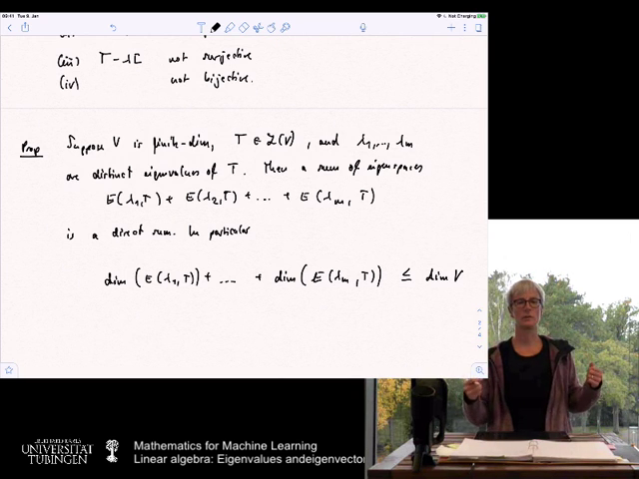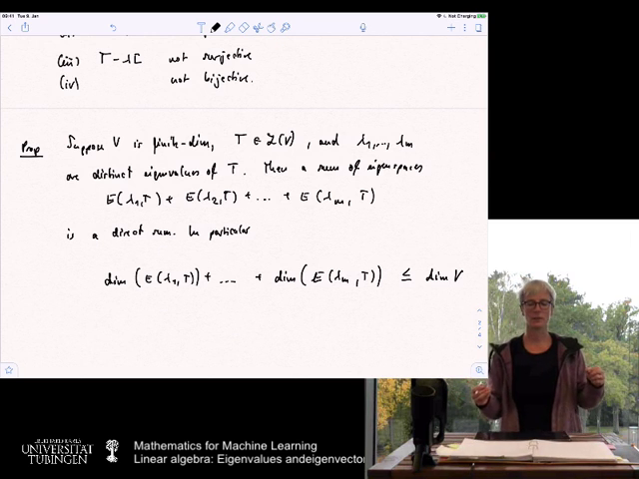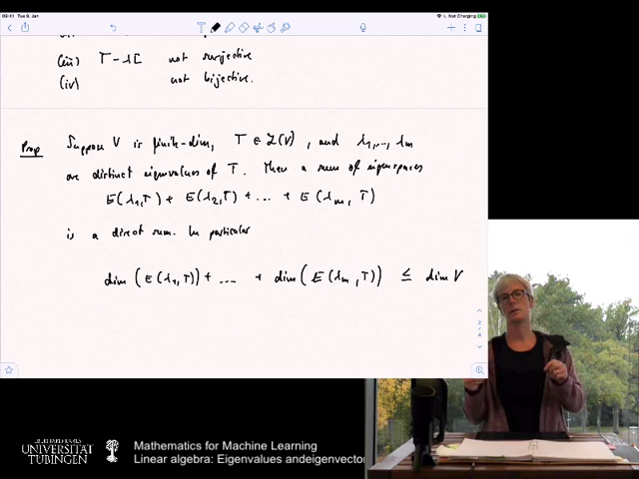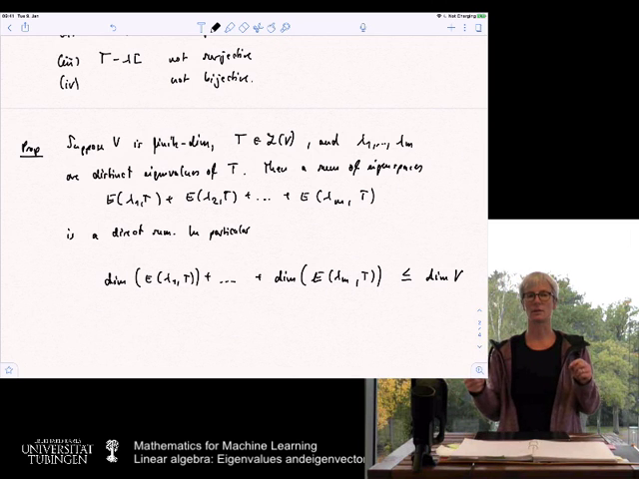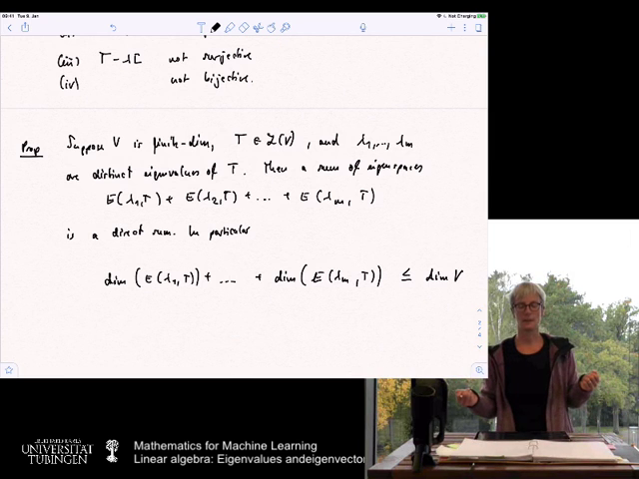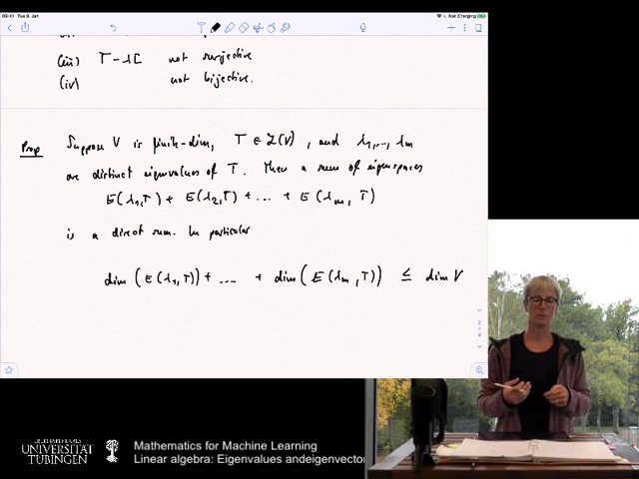So for example, there are many operators which have maybe one or two eigenvalues, but the eigenspaces don't fill the whole space. For example, in one coordinate direction they stretch, but in the other direction they perform a rotation. Then we would have one eigenspace, and this would have a dimension that is strictly smaller than the dimension of the original space, but it's larger than 0. So everything can happen.